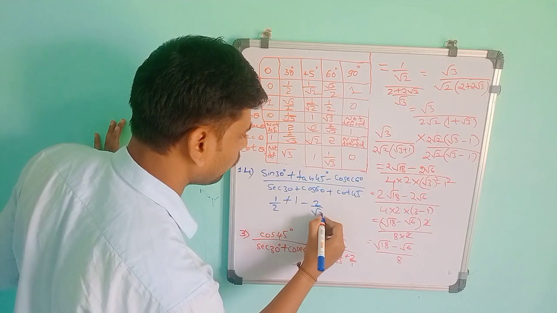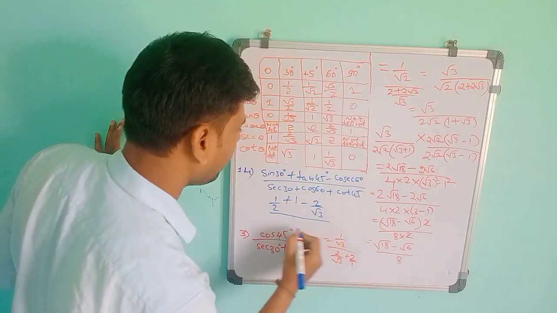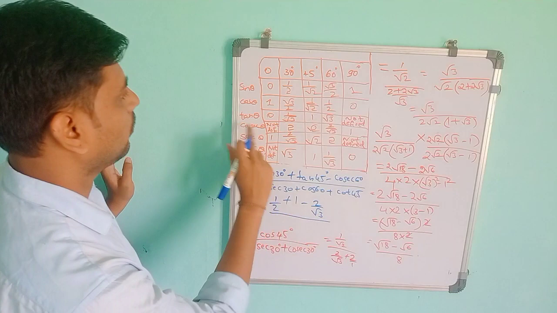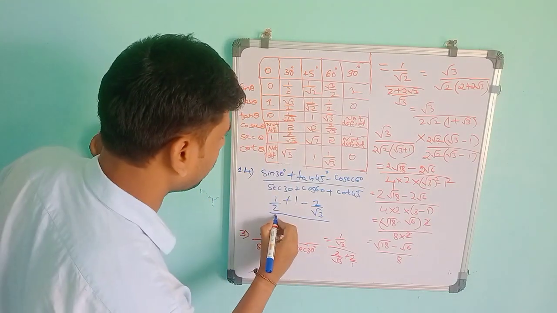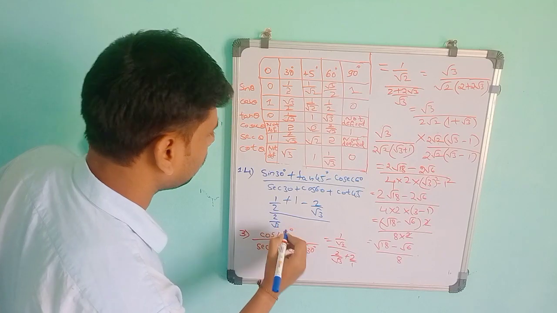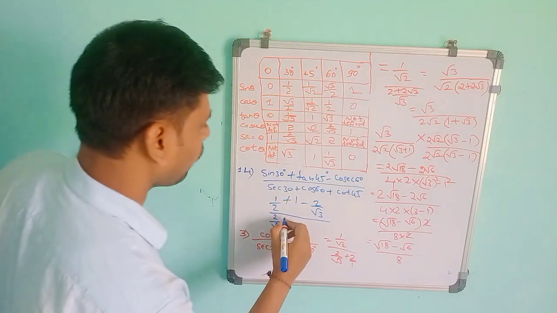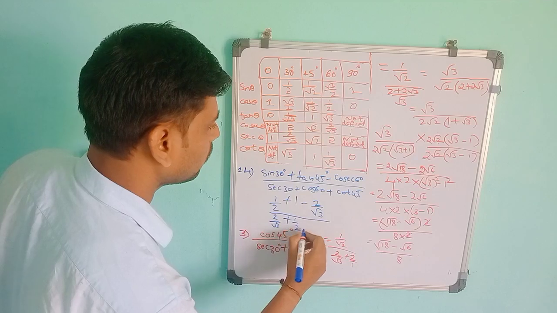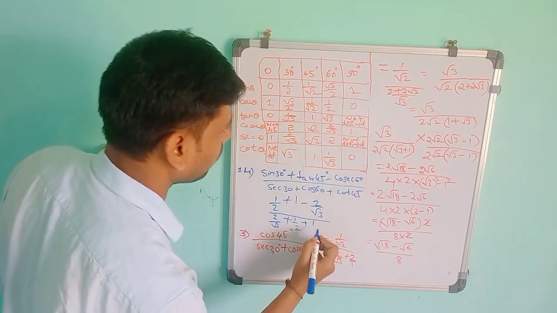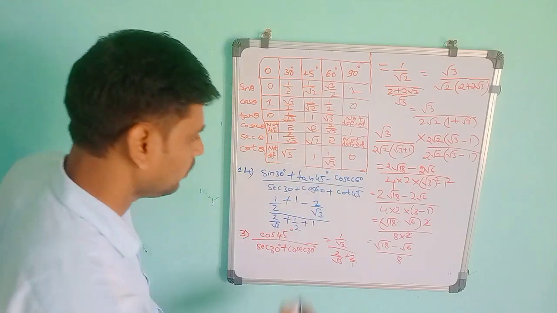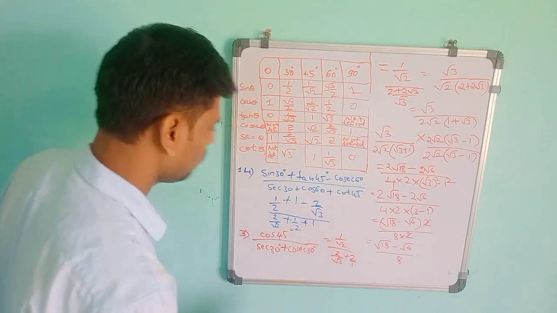2 by root 3 divided by sec 30. Cos 30 is root 3 by 2, but sec means the reverse of that, 2 by root 3. Then cos 60 is nothing but 1 by 2. Like that cot 45. Tan 45 is 1, so cot will be 1 only. Cot 45 also will be 1 only, because reverse of 1 is 1 only.